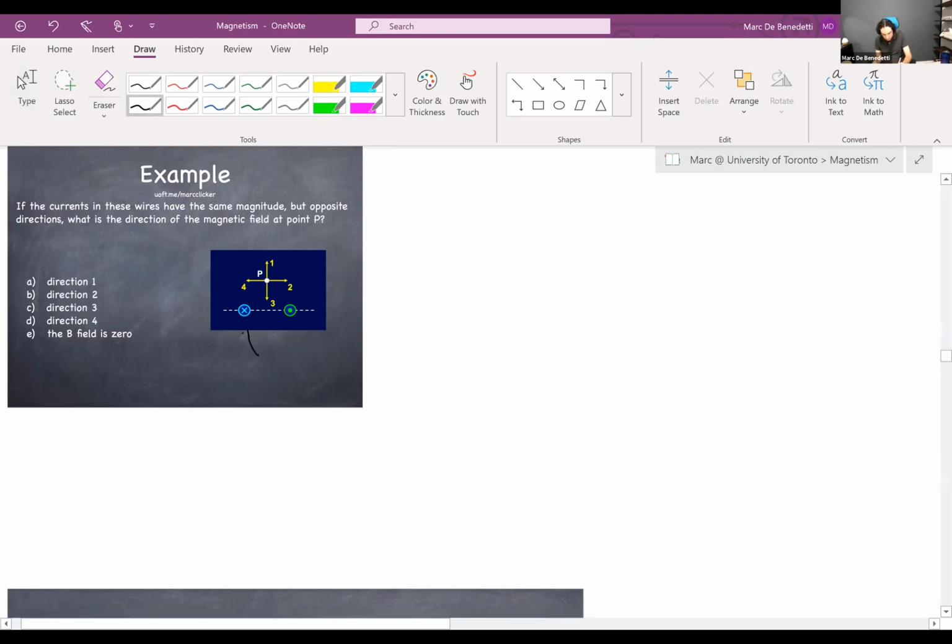So there's 2 wires here. Wire 1, oh, that's in black. Let me try red. Wire 1, wire 2. The X means the current is going into the page. The dot means the current is coming out of the page. What is the net magnetic field at point P? Is it arrow 1, arrow 2, arrow 3, or arrow 4?